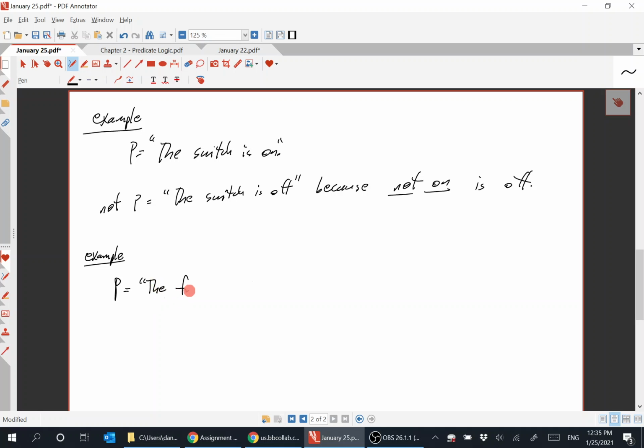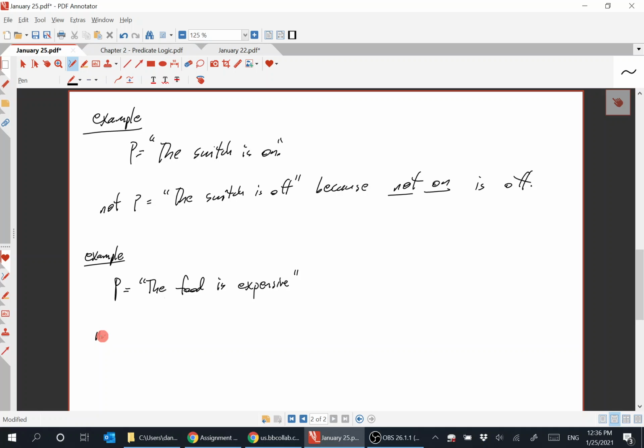So the food is expensive. I mean, of course, this is a value judgment. But assuming it has a well-defined meaning. What I would consider expensive and what Bill Gates might consider expensive are two different things, perhaps. But assuming it does have a definite value.